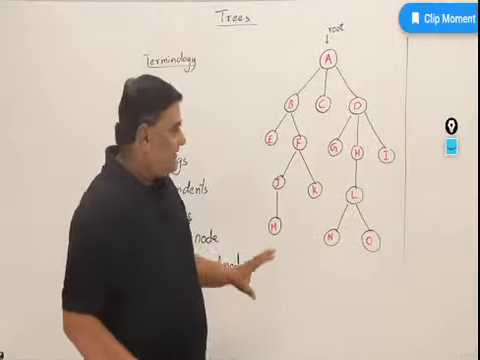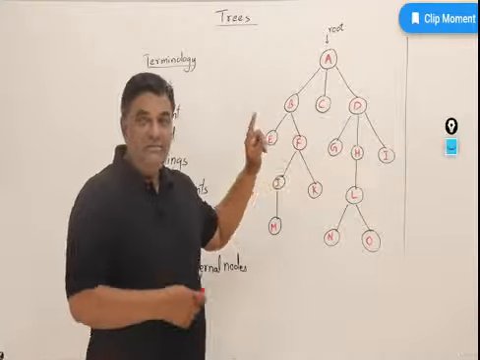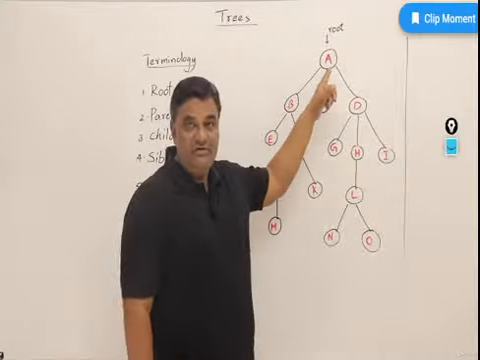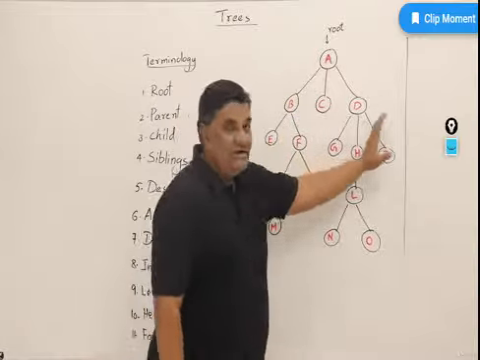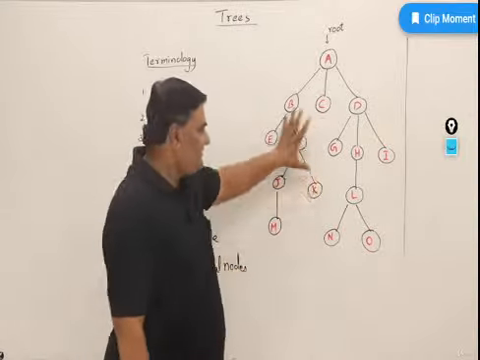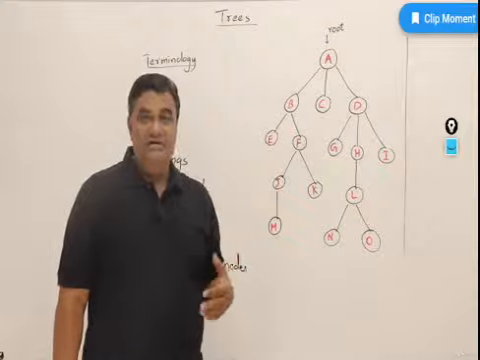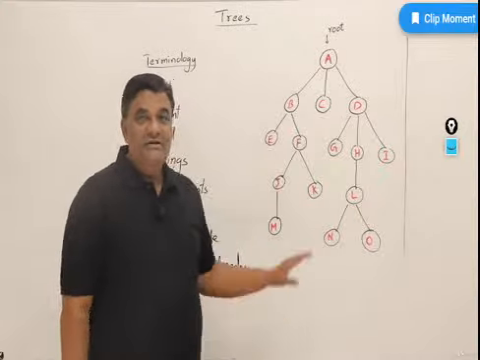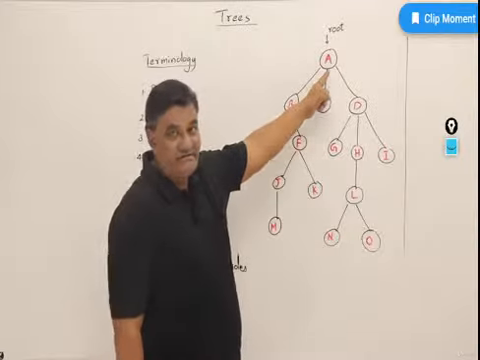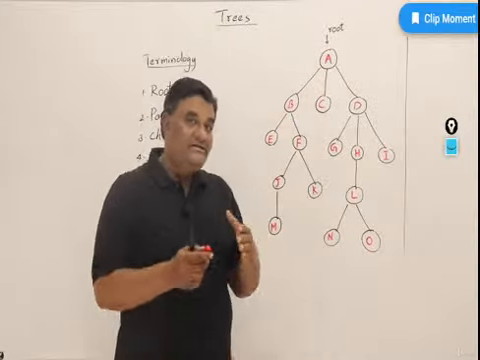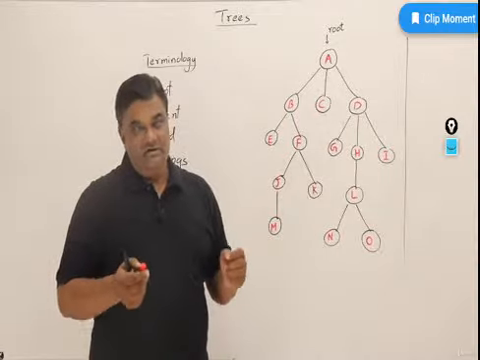So if I define a tree, a tree is a collection of nodes. Among those nodes, one node is taken as the root node. The rest of the nodes are divided into disjoint subsets. This is one subset, this is another subset. And each subset is a tree again, or a subtree. So I repeat the definition. A tree is a collection of nodes where one of the nodes is taken as the root node and the rest of the nodes are divided into disjoint subsets, and each subset is a tree or subtree.